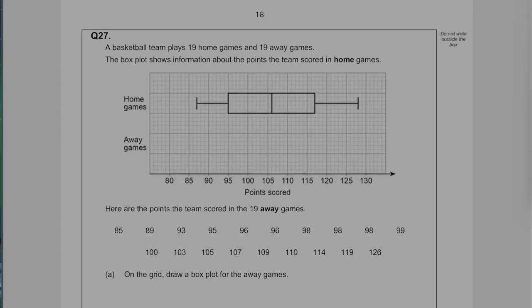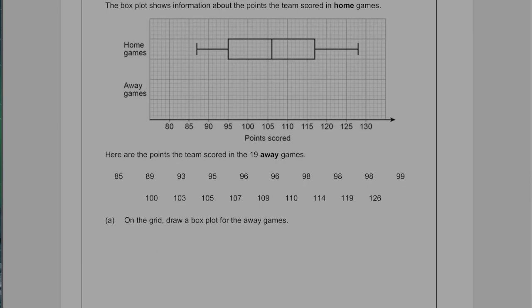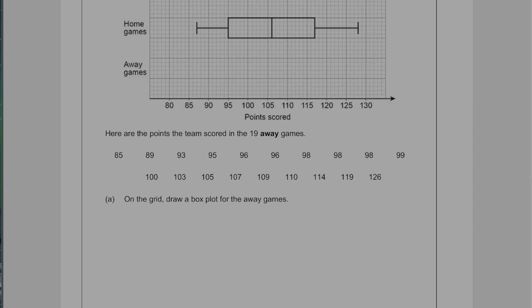Okay, question 27. A basketball team plays 19 home games and 19 away games. The box plot shows the information about the points the team scored in the home games. Here are the points that the team scored in 19 away games, and they're arranged in size order, which is quite nice. On the grid, draw the box plot for the away games.